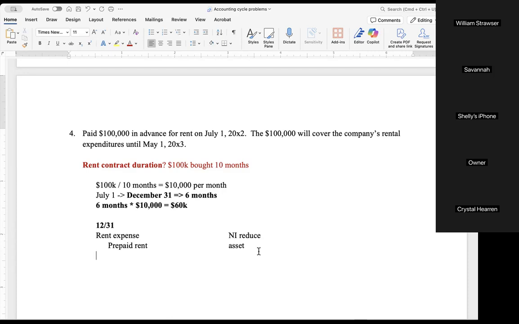Yeah, good. And then we credit the asset as well. Assets are used. Great. And now we just have the amount that we have to put in. We drop the 60,000 in there and we're good to go.